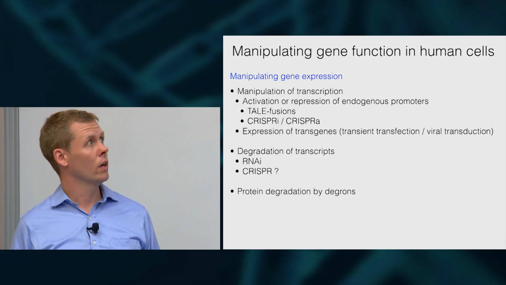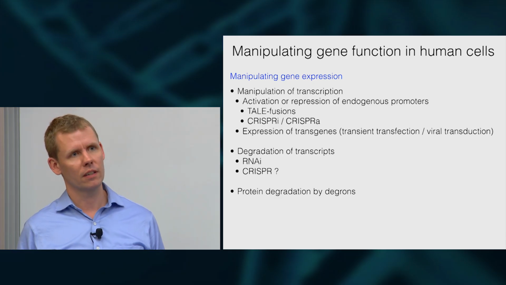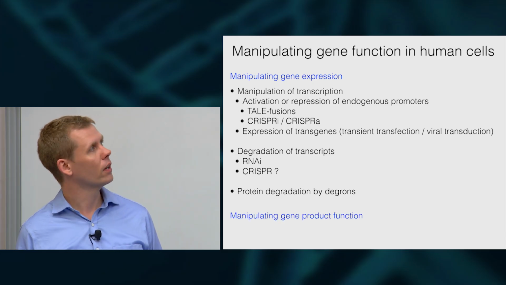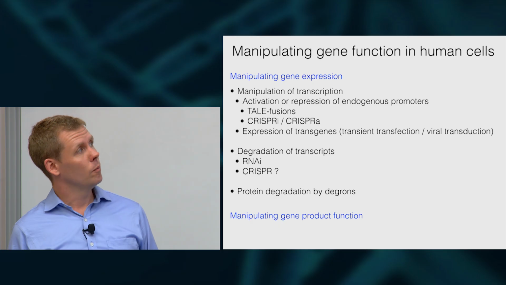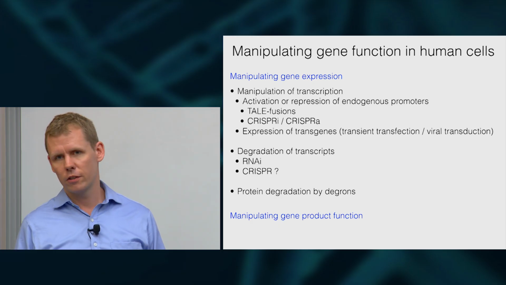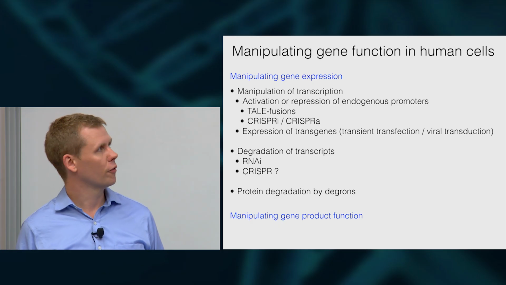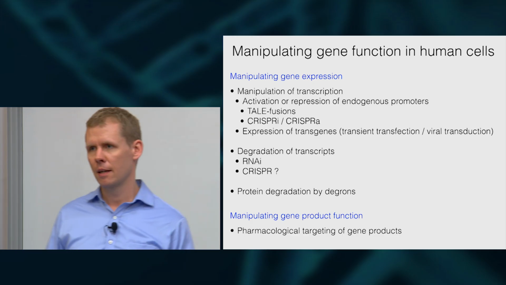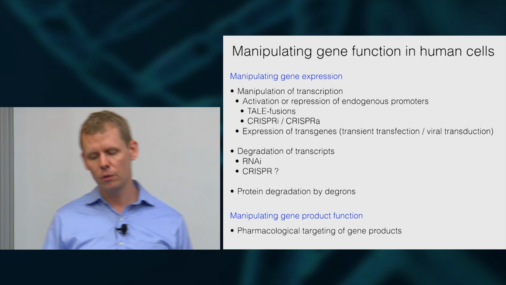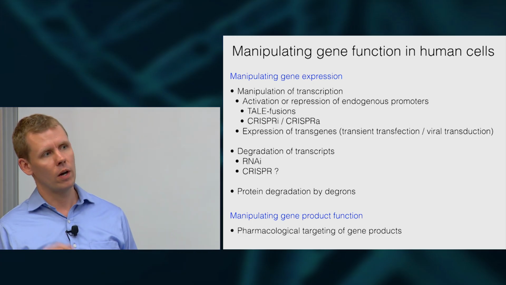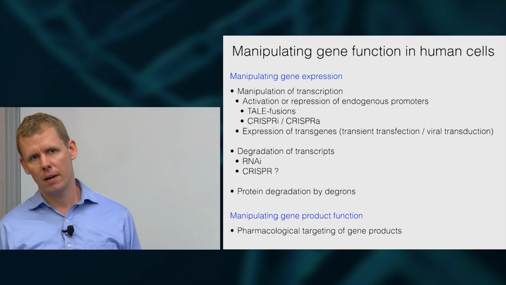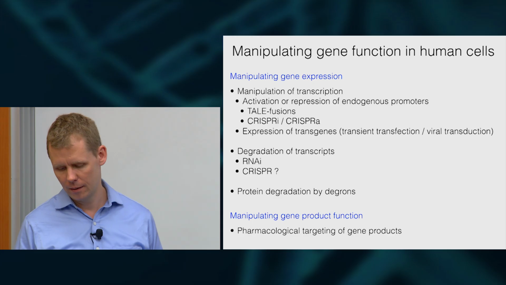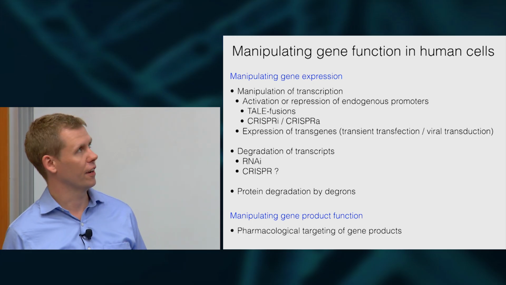We can also control the stability of protein products themselves by introducing degrons that could be controlled, for example, by small molecules. And lastly, we can also manipulate the functions of pre-existing gene products by using pharmacological tools. So I think these are the main categories by which we can experimentally manipulate gene functions. And as you'll see, some of them are great for a one-off experiment, but not all of them really lend themselves to a genome-wide approach where we want to do this in a comprehensive genome-wide fashion.